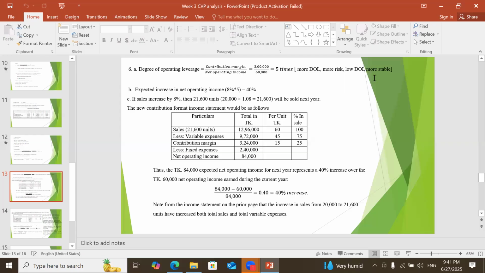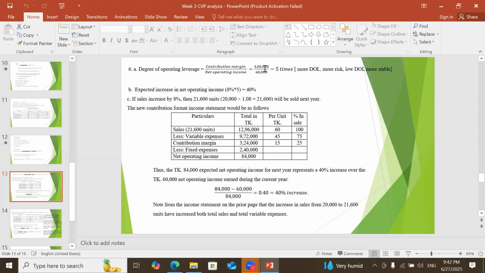That means more stable, and the risk size is very small, but there is a chance of very low earning capacity. No risk, no gain. A very common slogan, and this slogan is actually perfect in this situation. So I think you clearly understood what I said about this DOL, degree of operating leverage. Do you have any question about this point? I think there are no questions on this point.